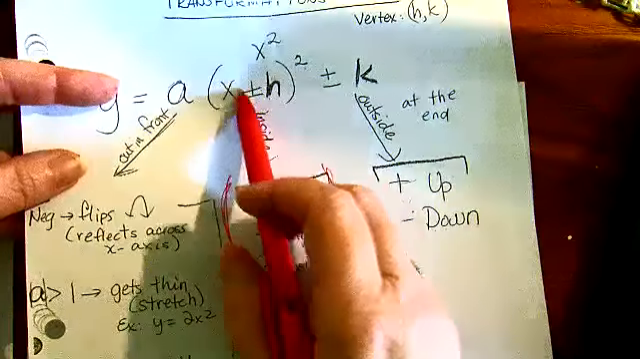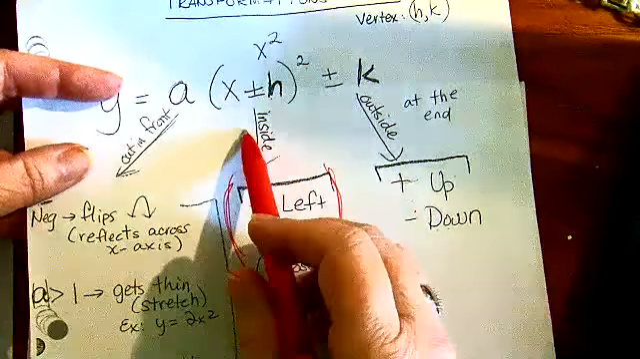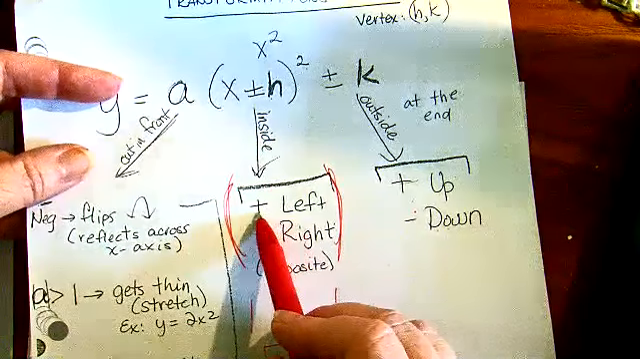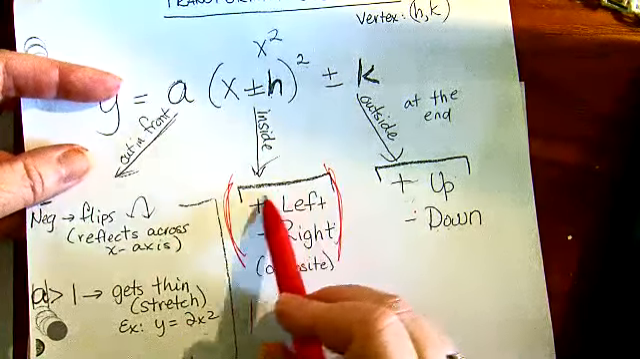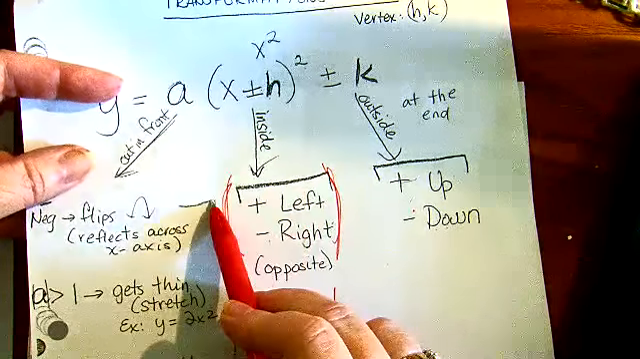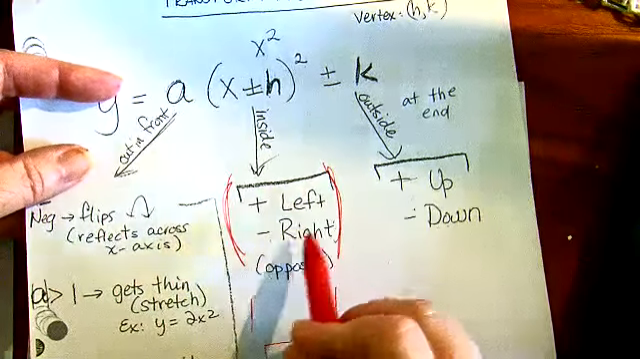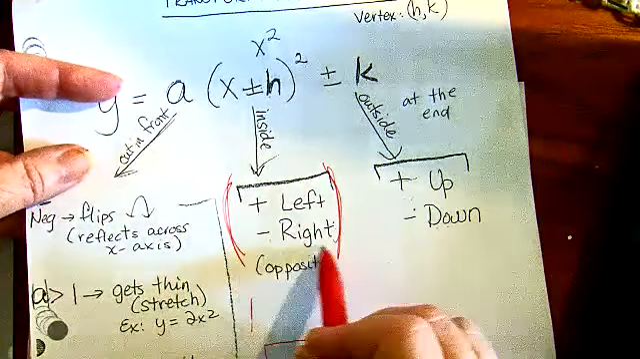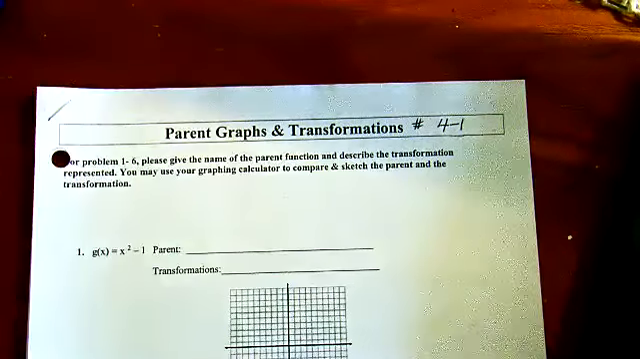Now remember, the plus or minus that's inside with the X works opposite of what you think. If it's positive, it's going to go to the left. And if it's negative, it's going to go to the right, which again is opposite of what usually happens along that X-axis. So I'm going to keep this in mind and this in mind.